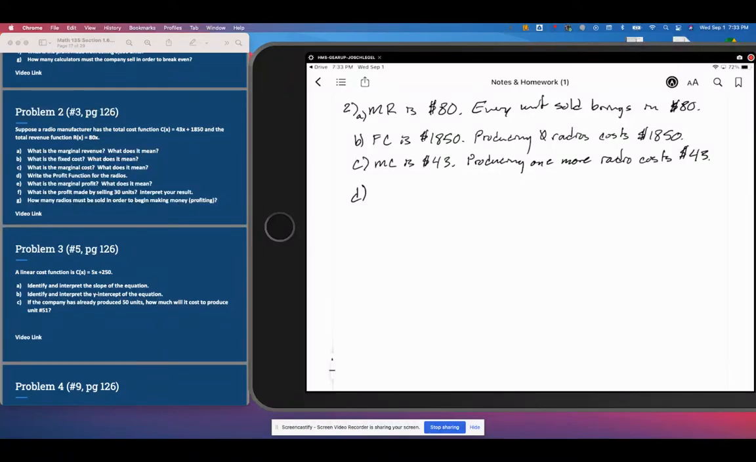Number 2 here, we've got a radio manufacturer, and we are provided a cost and revenue function. Part A, B, and C is asking for us to identify and explain the marginal revenue, the fixed cost, and the marginal cost. So as with the last problem, everyone, marginal revenue on this one is 80, meaning that for every unit sold, $80 comes in.